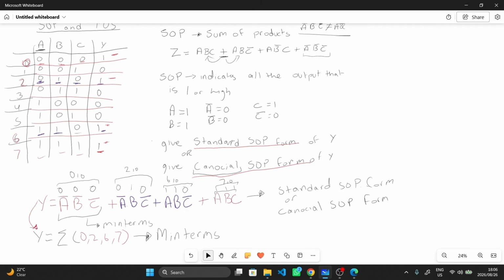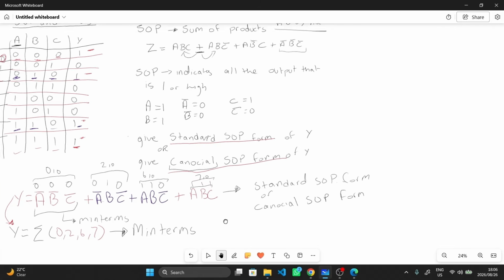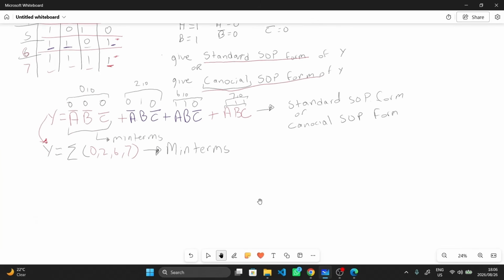So this is your SOP. Now, I have a standard example for SOP, correct? Now we go to our POS, or we say product of sums, right? And then it works similar to sum of products.